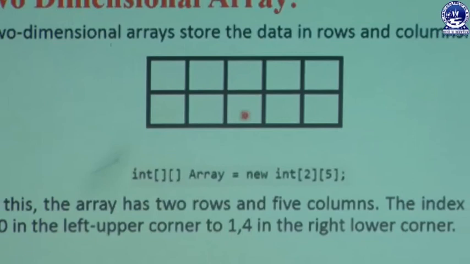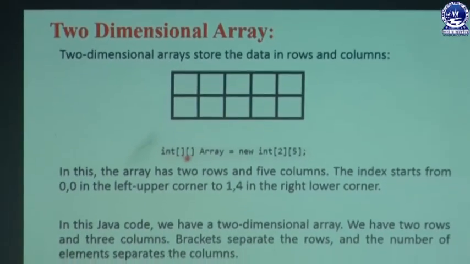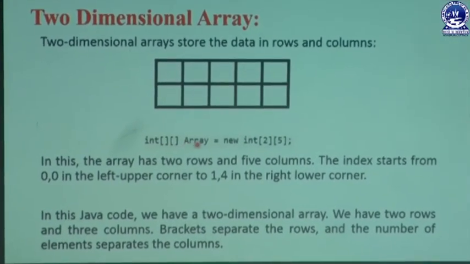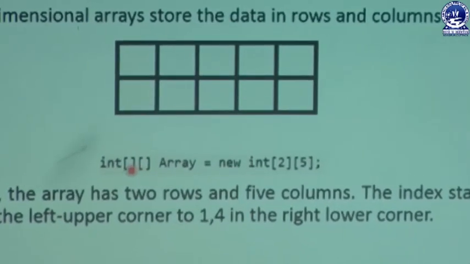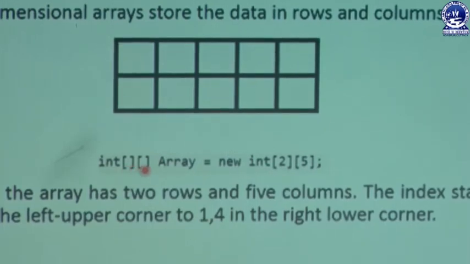In that case, how do we declare a 2D array? We have two subscripts on a single variable. First we declare int, with two subscripts: the first subscript denotes the row, the second subscript denotes the column. Then we have the array variable, written as array. You can also write the subscripts after the variable. Then we give the equal operator, then new int, with its size: row size 2 and column size 5.